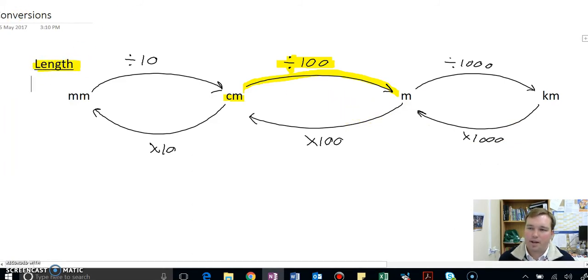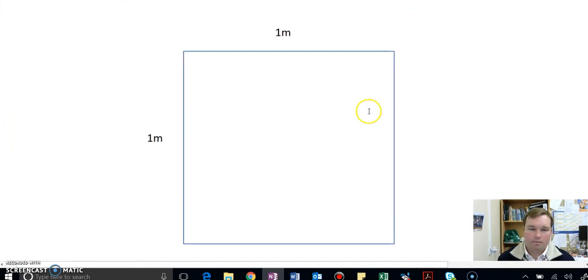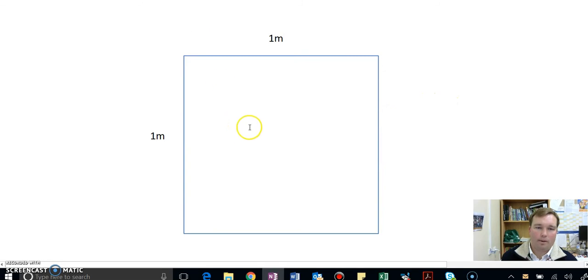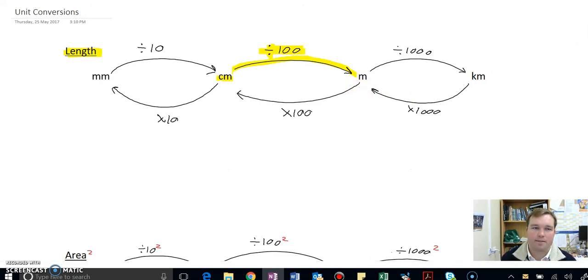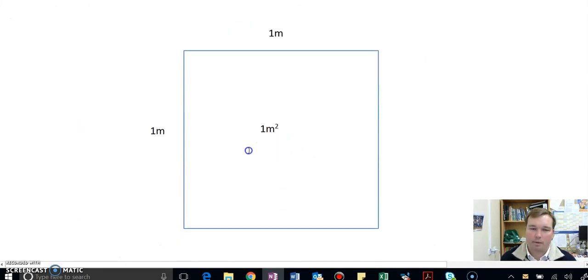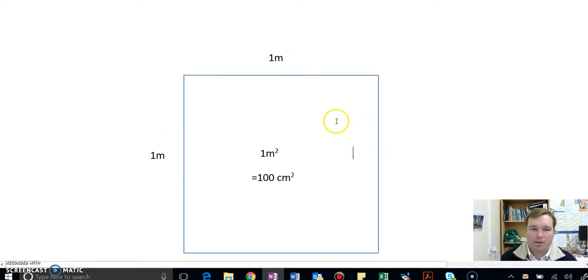Area is something slightly different, and here's why. This is 1 meter squared. Easy enough, because that's 1 meter by 1 meter. Now we saw up above, to get from meters to centimeters, we multiply by 100. So often with area, people tend to think we'll multiply by 100, and that 1 meter squared is equal to 100 centimeters squared. But let's see if that's right or not. 1 meter is certainly equal to 100 centimeters.